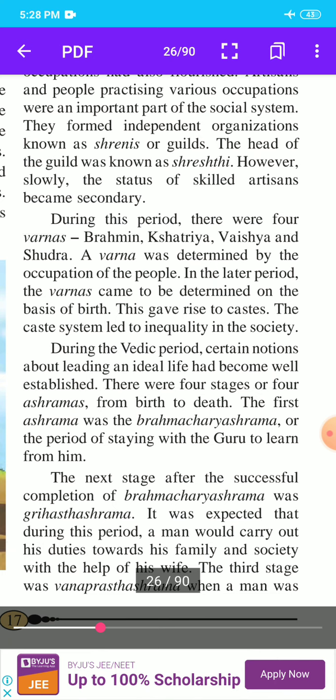The third stage was Vanaprastha ashram, when a man was expected to detach himself from the household, retire to a solitary place and lead a very simple life.